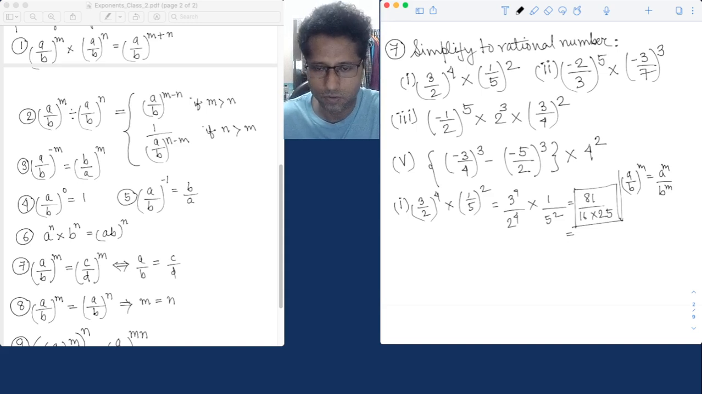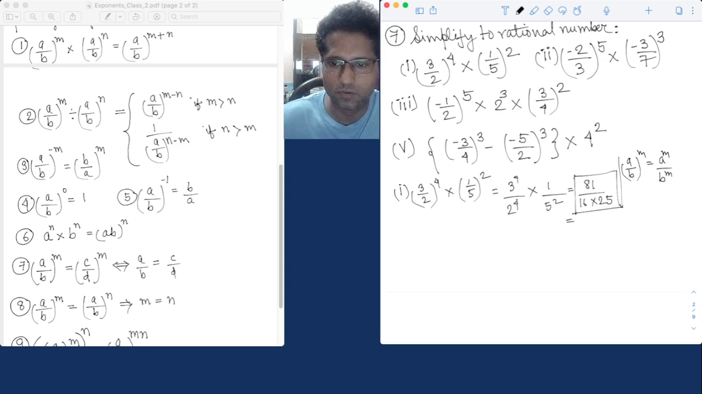So here we expanded. Here we use the formula (a/b) to the power m equals a to the power m by b to the power m, and we expressed (3/2) raised to the power 4 as 3 to the power 4 divided by 2 to the power 4. Similarly, (1/5) raised to the power 2 is 1 divided by 5 square. So we have this rational number.